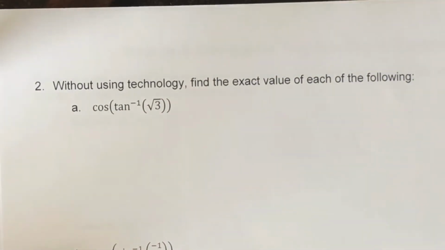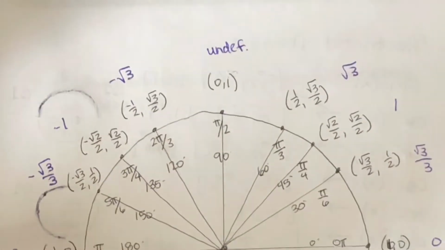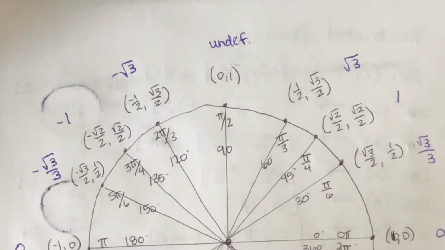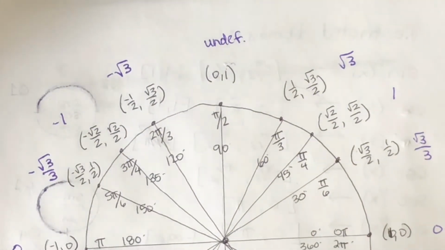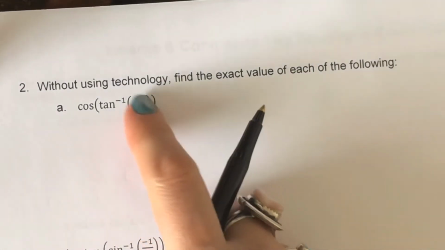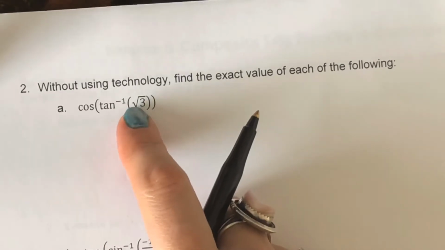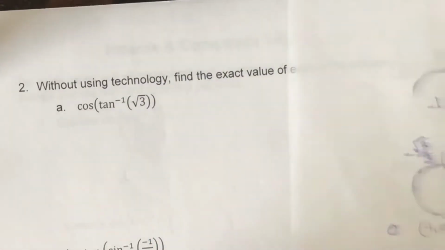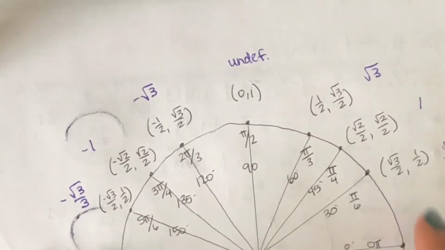I wrote down all of my tangents in purple on the outside of my unit circle. You might want to do that as well, just so you don't have to keep doing the math every time. We're saying here's the inverse, here's the answer or the ratio. What's the angle that matches it? We're going backwards. So we want to know, when does tangent equal square root of 3?